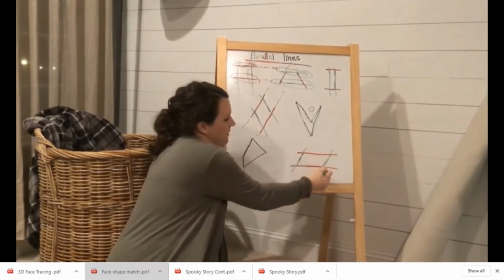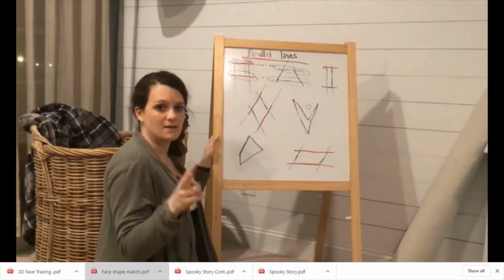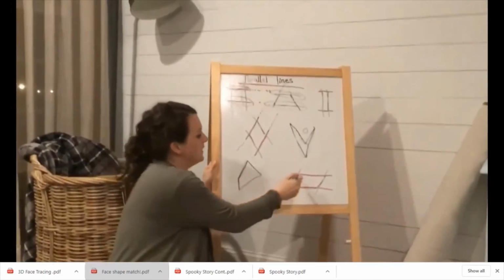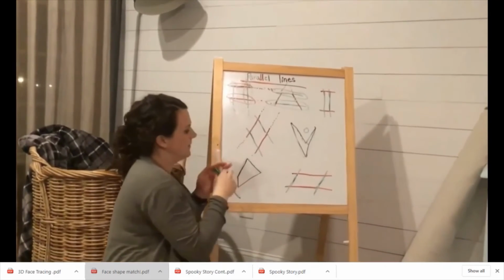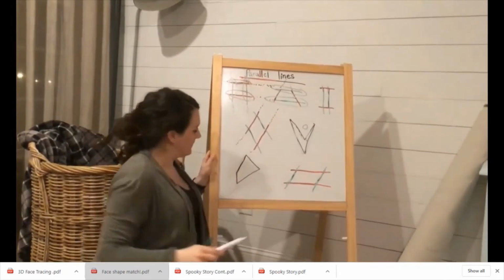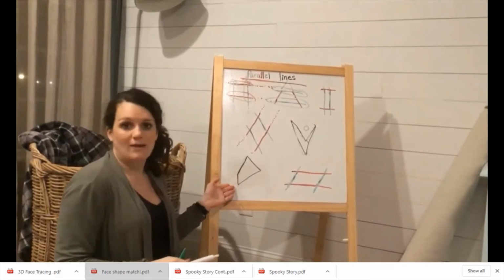This one and this one. So this shape has 2 parallel sides, or 2 sets of parallel lines. This one is one set, and then the red is another set. Finally, this is a quadrilateral.